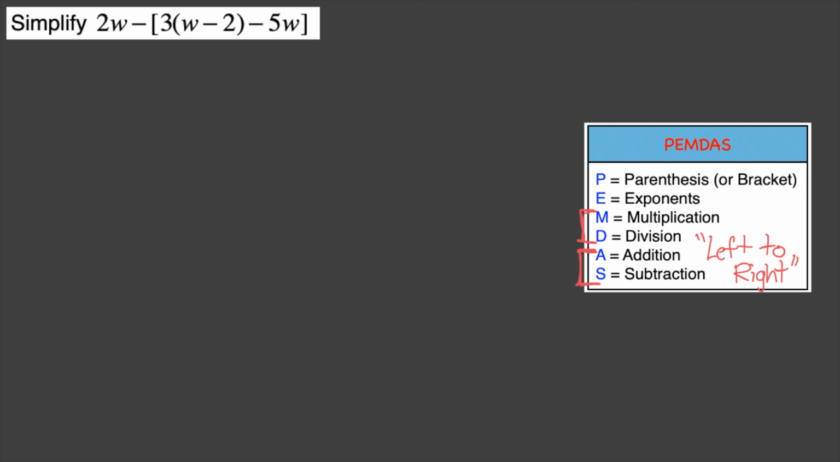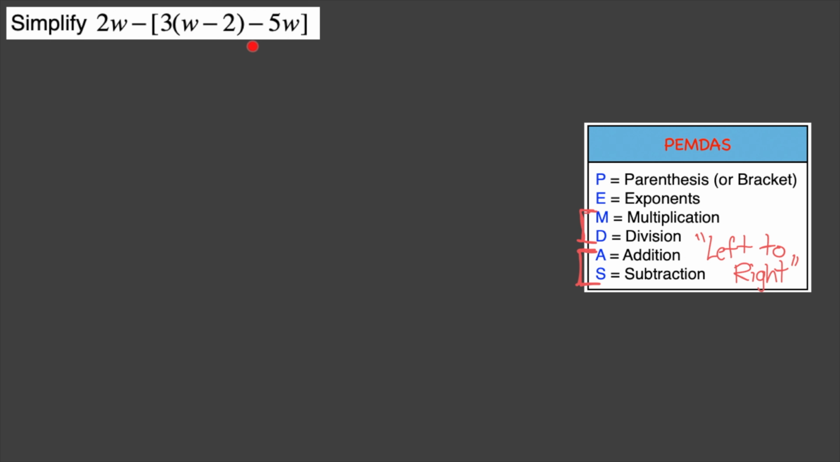Okay, so let's take a look at our expression here. First, we're going to look in the brackets or parentheses here. So we're going to do this expression first. Now, within that bracket, we have a parentheses. So we want to simplify the parentheses, but here is w minus 2. So these are not like terms, so we can't really simplify that.